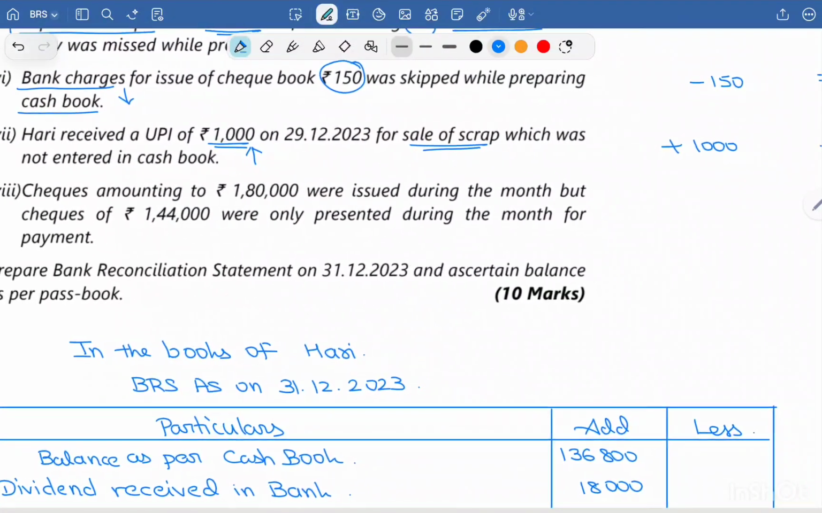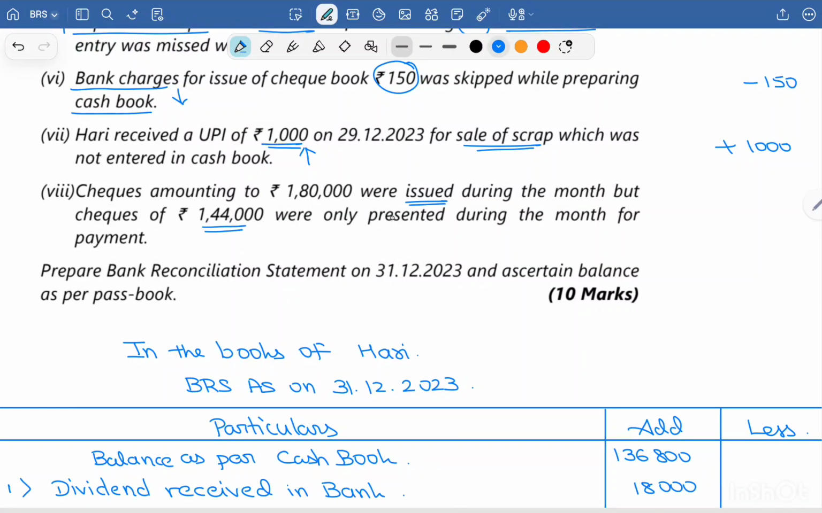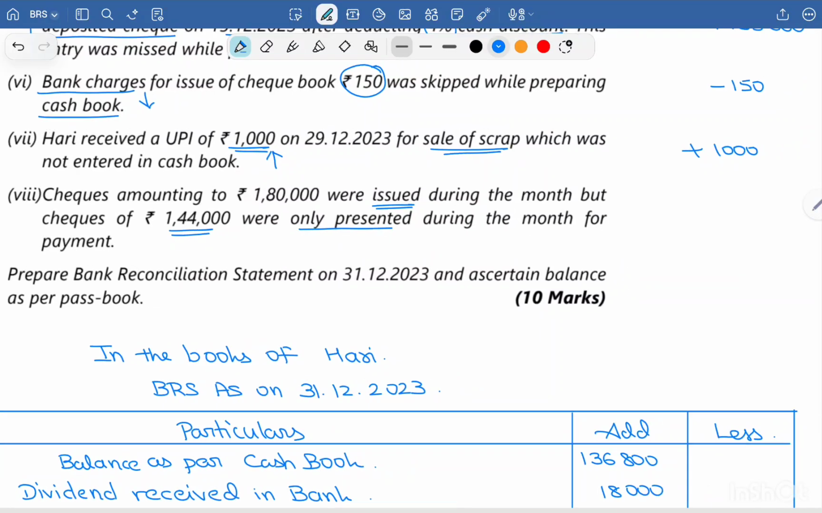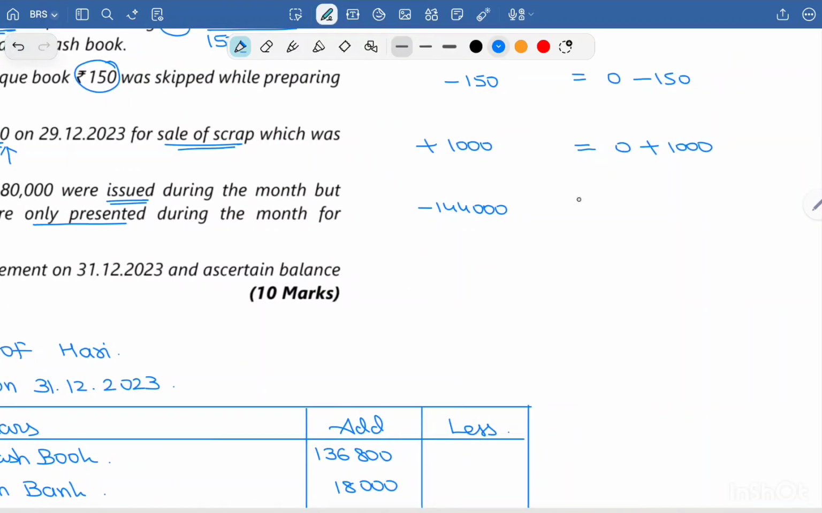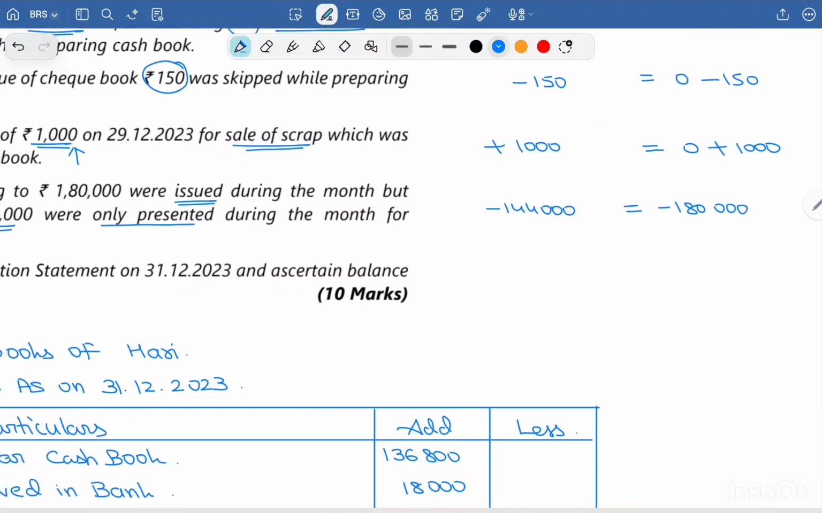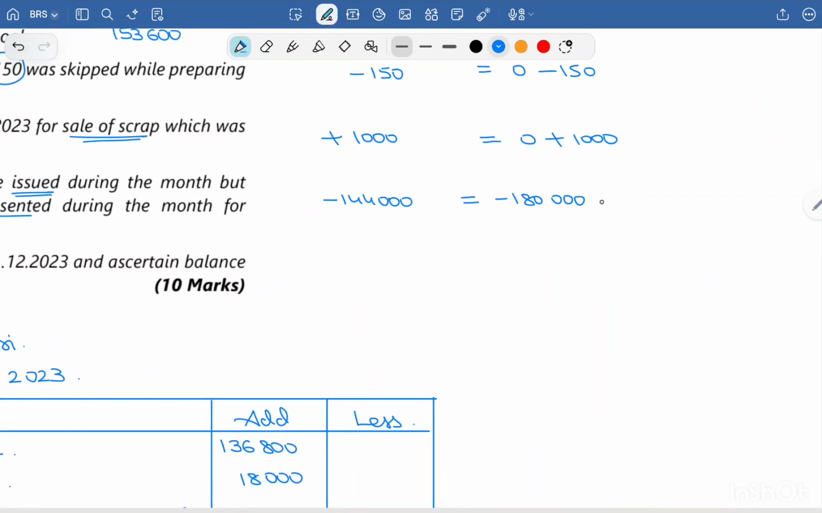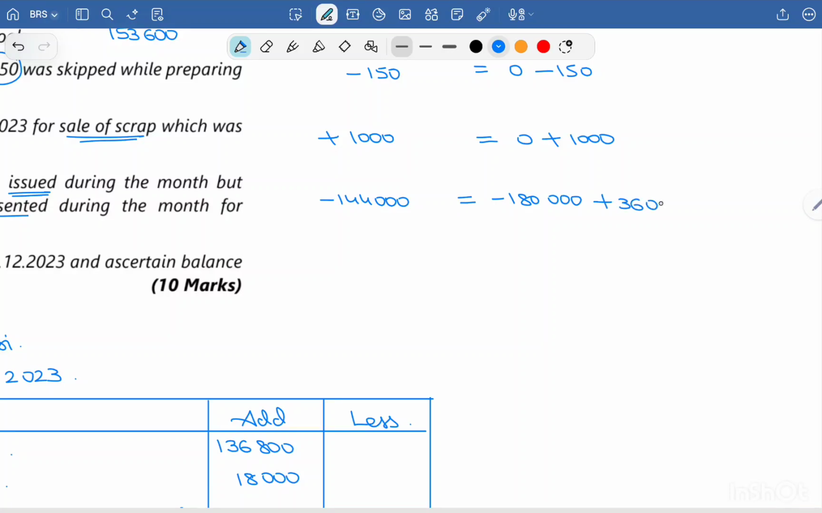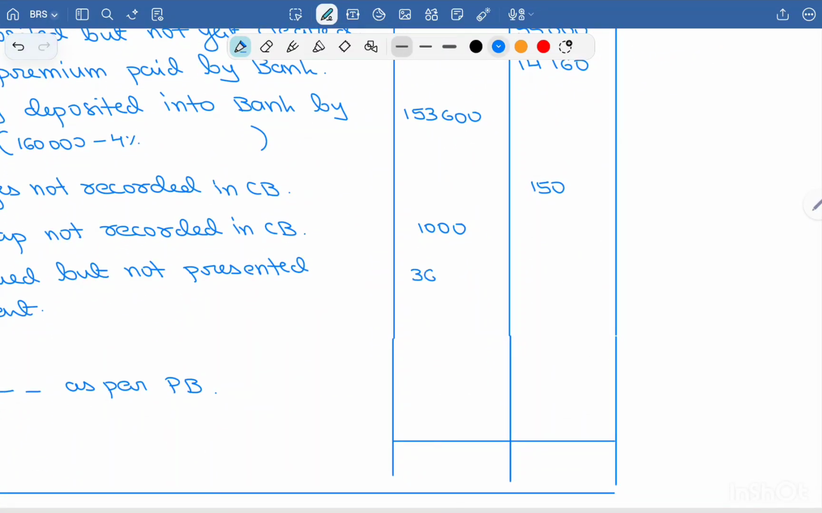Then last adjustment. Checks amounting to rupees 1,80,000 were issued during the month, but checks of rupees 1,44,000 were only presented during the month for payment. So in my passbook only 1,44,000 is reduced, but in my cash book we have made an entry for payment of 1,80,000. All those checks which were issued were not presented for payment. So what is the difference? 1,80,000 minus 1,44,000. So still 36,000 of checks are pending. That I have to add back in the cash book. Then my cash book will be equal to passbook. So here plus 36,000. Add column.